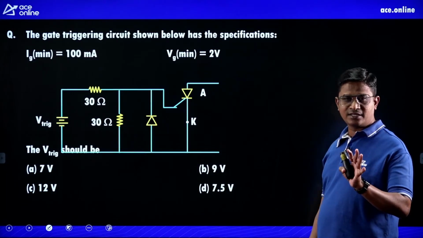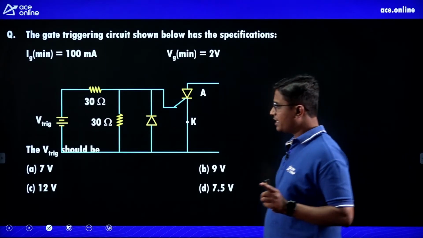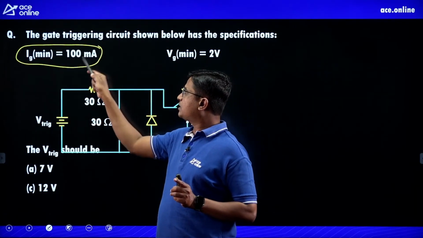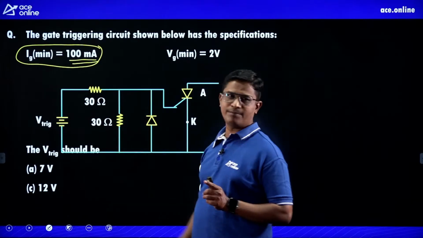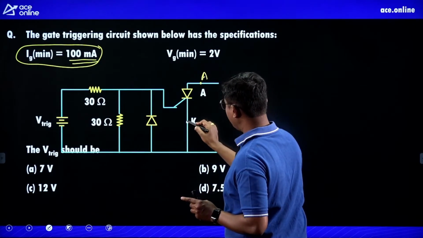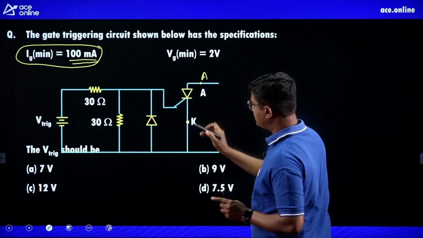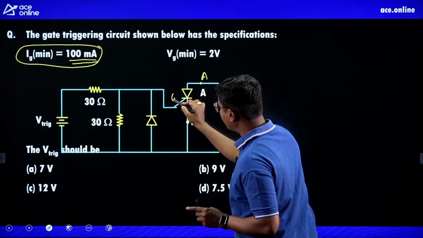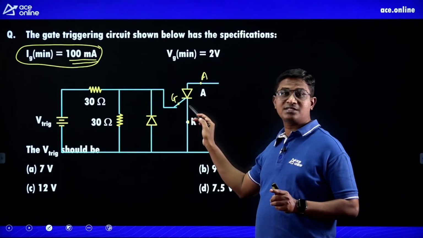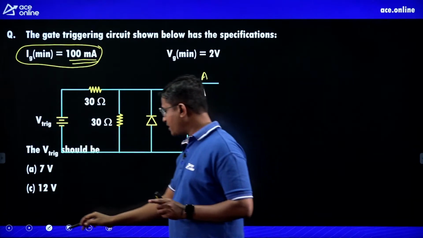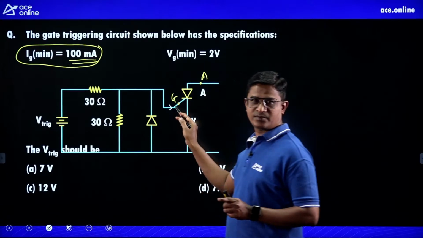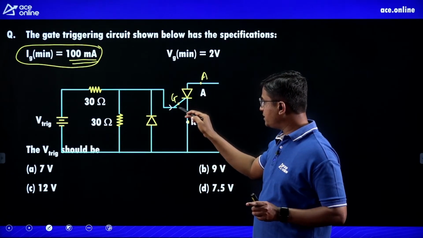So first of all let us understand the question. Here they are asking: the minimum gate current required to turn on the SCR is 100 milliampere. So this is my SCR, this is the anode of the SCR, here it is the cathode of the SCR, and this is the gate terminal, right. Now if I want to turn on this SCR, the minimum current required in this branch, that is IZ, this is the gate terminal, so the current here is IZ.